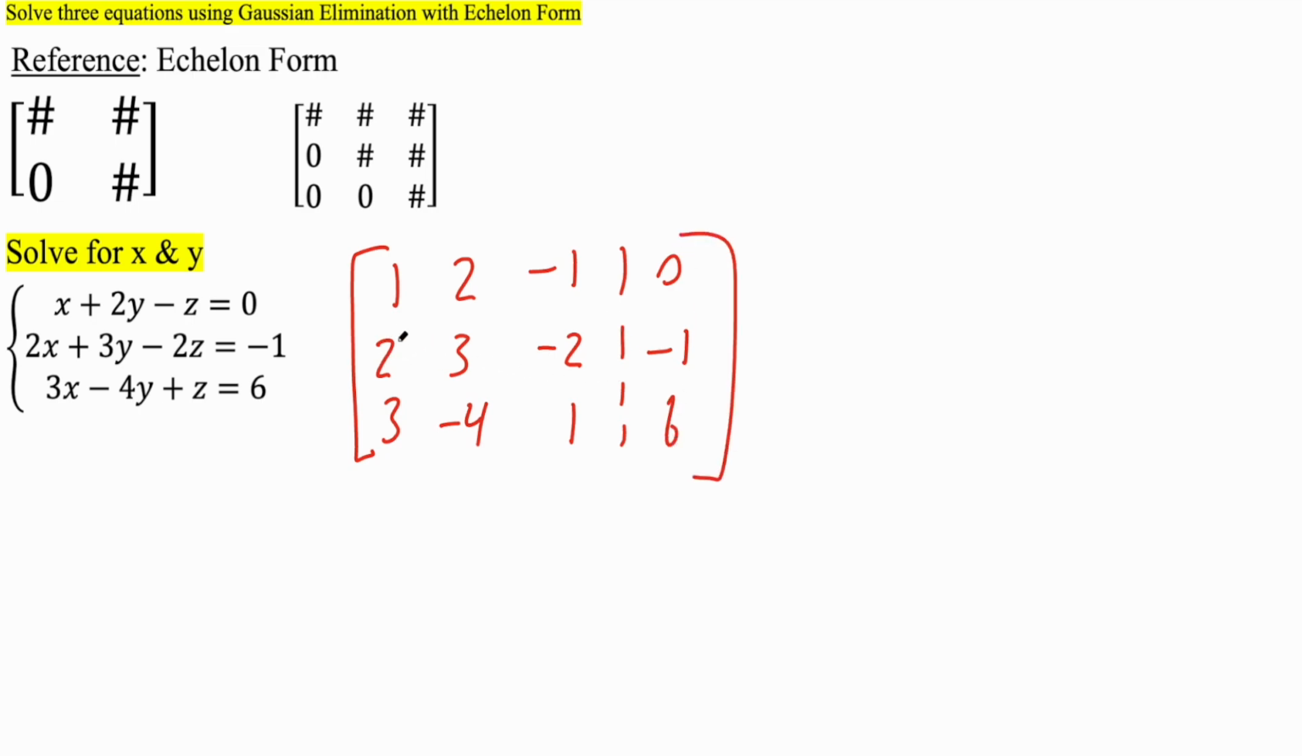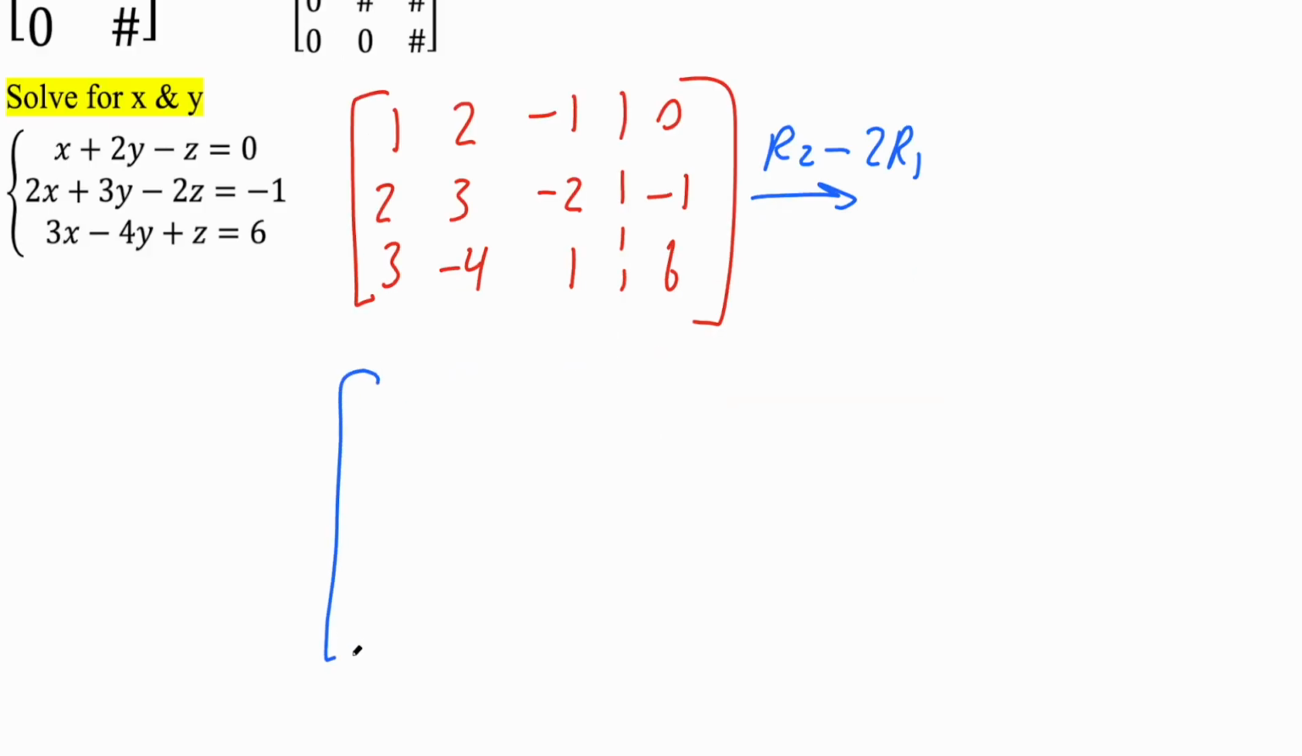And so if we want to eliminate 2, we could do that if we take row 2, this row right here, we subtract 2 times row 1. Minus 2 times row 1. And so now we have to apply it. So the first row would remain the same. 1, 2, negative 1, dash, dash, dash, 0. The second row changes. So row 2 minus 2 times row 1.